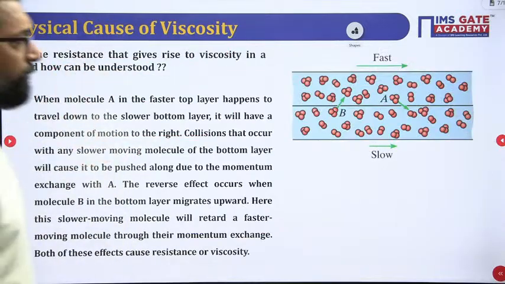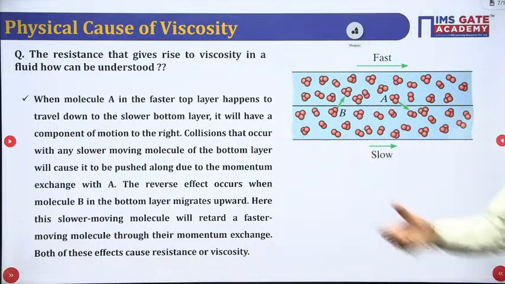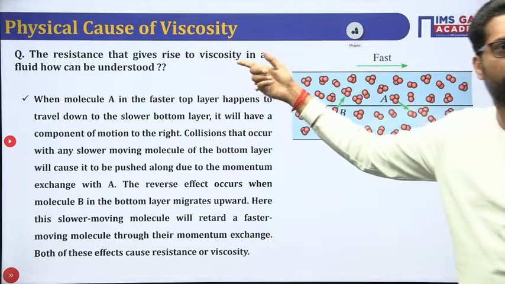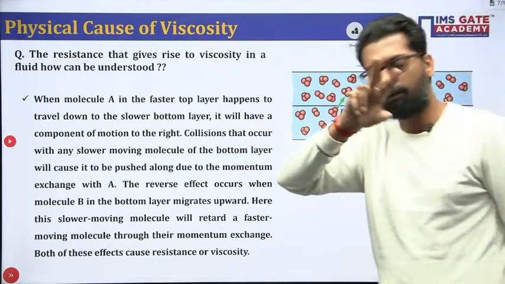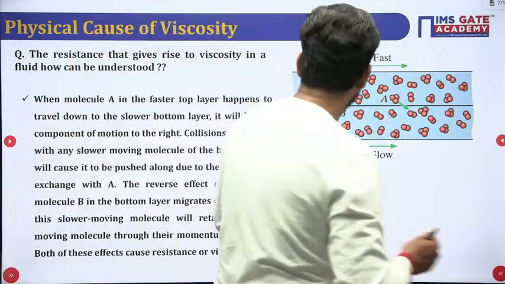Now, the next one is the physical cause of the viscosity, the physical interpretation of the viscosity. This viscosity is your dynamic viscosity. Okay, beta, viscosity has two measurements. One in the form of kinematic, the other in the form of dynamic. So this is the dynamic one.